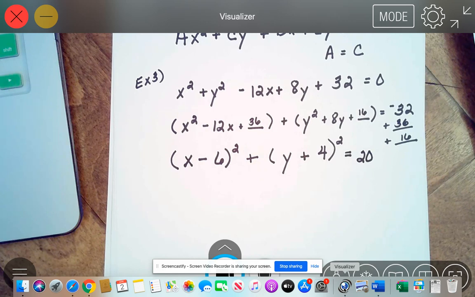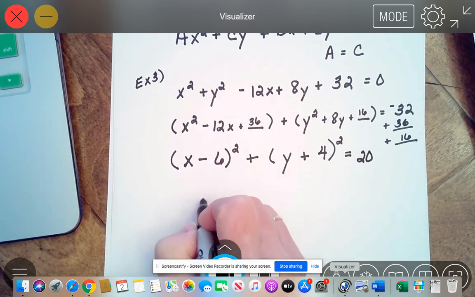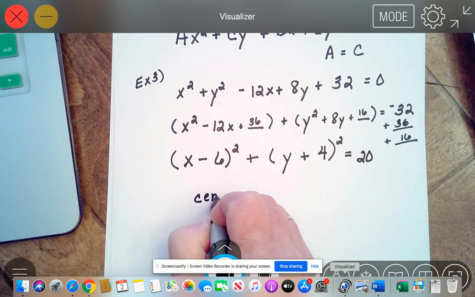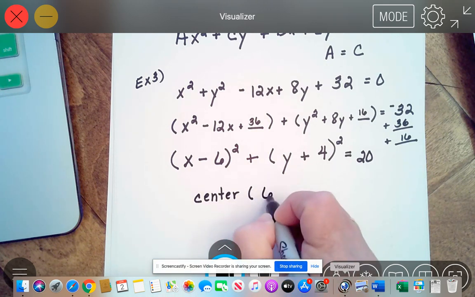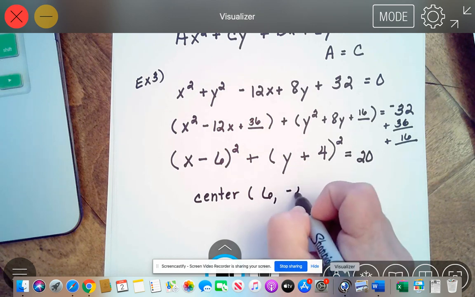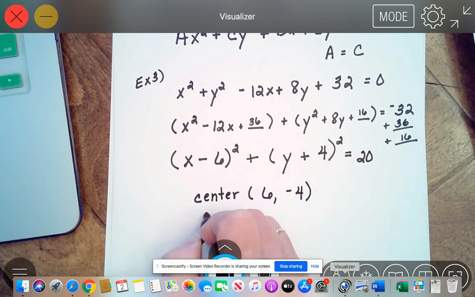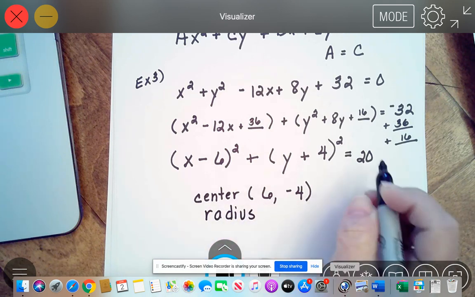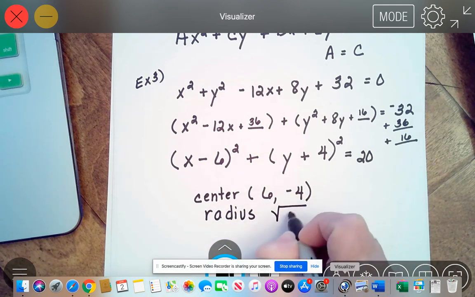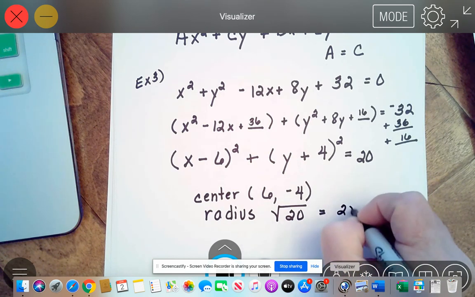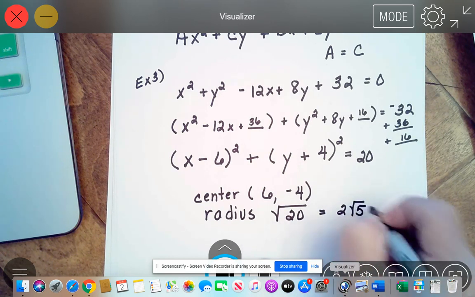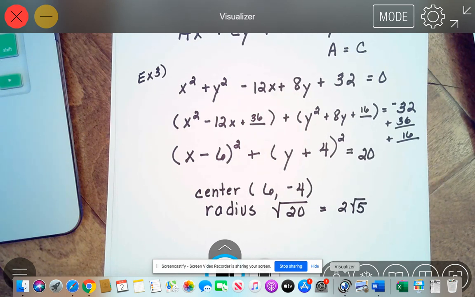That is our equation. So I have a center of 6, negative 4, and a radius of the square root of 20, which we could also say that is 2 square root of 5. Okay, just to simplify that.